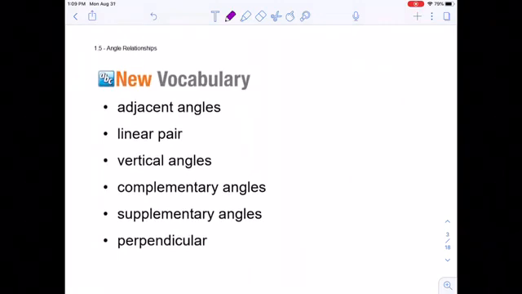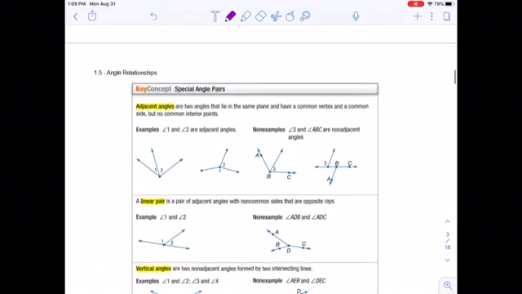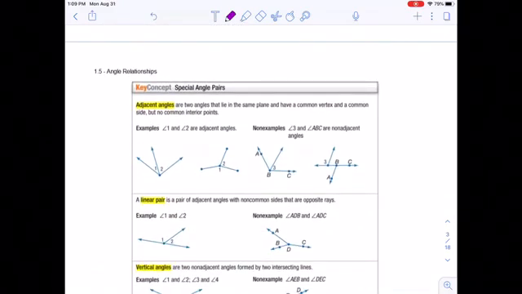These are our new vocab: adjacent angles, linear pair, vertical angles, complementary angles, supplementary angles, and perpendicular. So this is another vocab-heavy lesson.